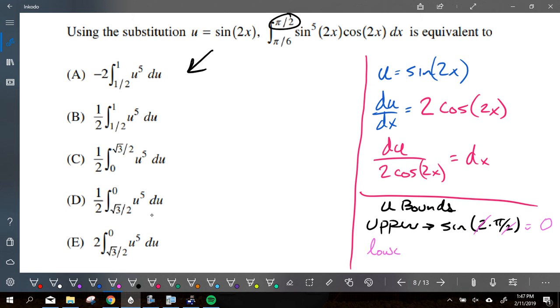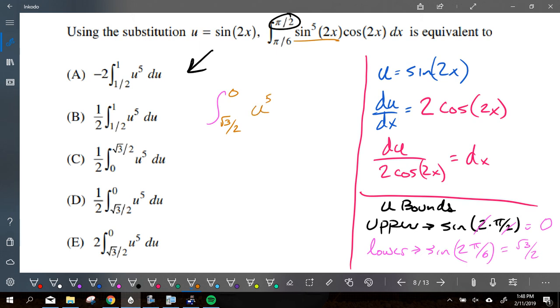I do my lower bound. So for my lower bound, I'm doing sine of 2 times pi over 6. That's the same thing as pi over 3. So think hand trick, pi over 3. That's that guy right there. I'm doing sine. It's radical 3 over 2. And so when I set this guy up, I'm integrating from the upper bound to the lower bound. It's now going to be this guy.